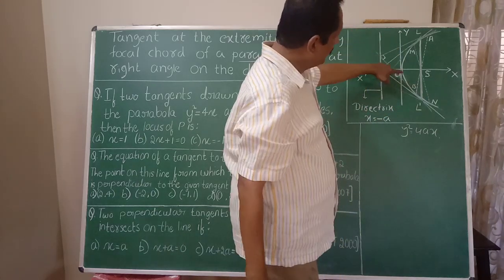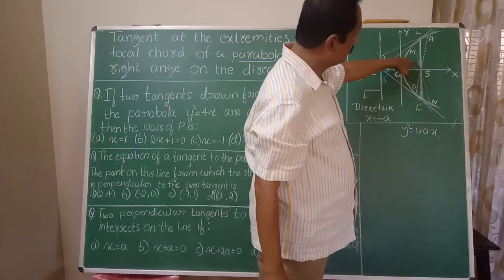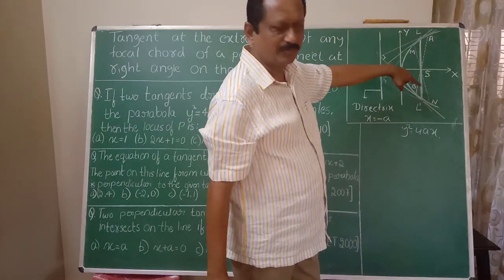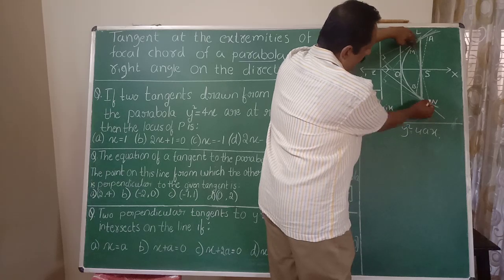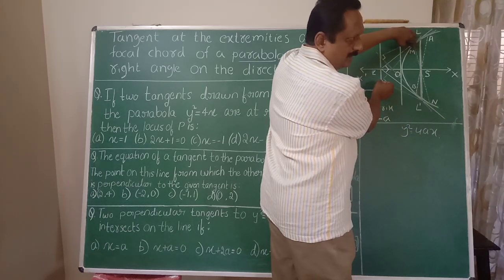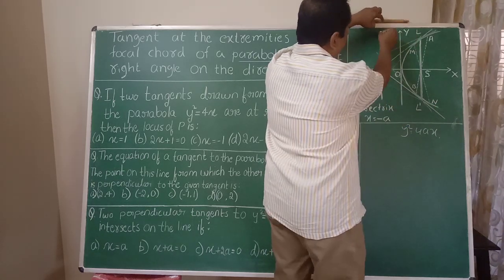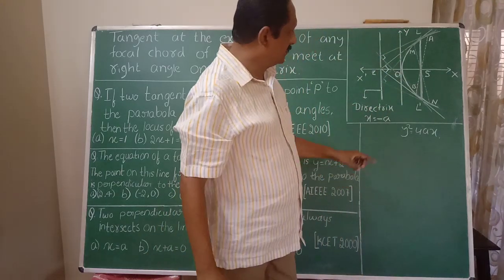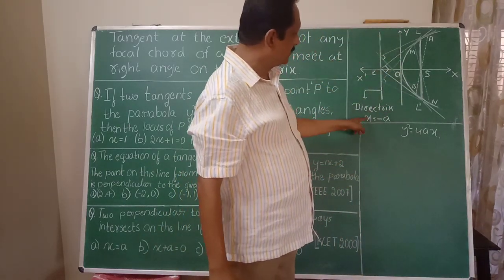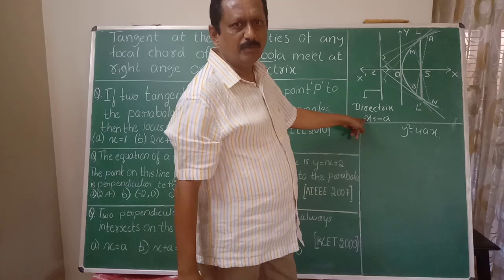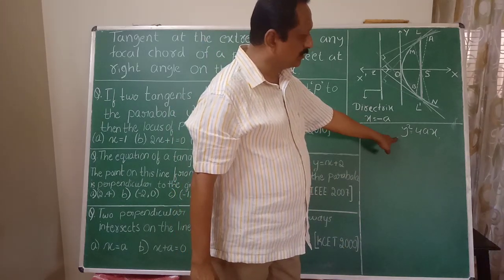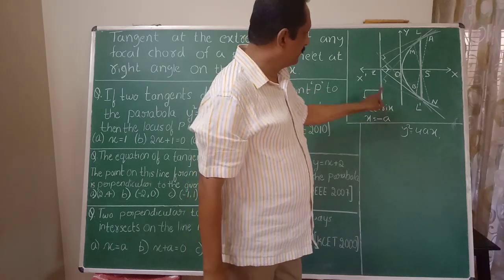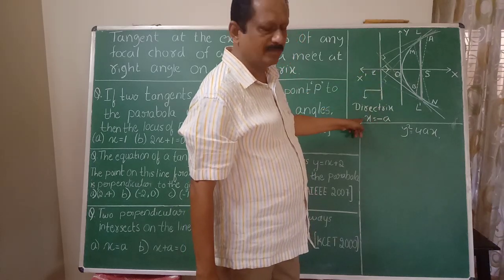Similarly, MN is one more focal chord. Again, we draw the tangents at M as well as N. Both are perpendicular to each other. The point of intersection must lie on this directrix here. Hence, the equation of this directrix in this case is x is equal to minus a. Therefore, if y square is equal to 4ax, the equation of the directrix is x equal to minus a.